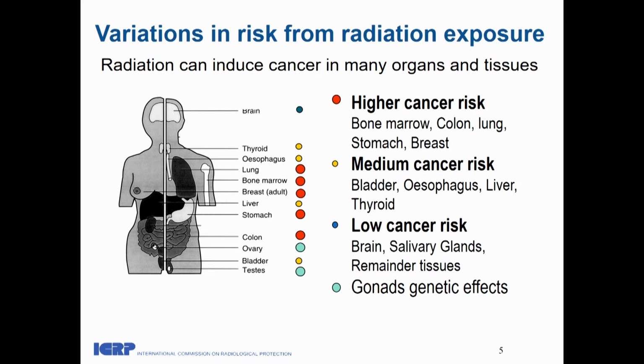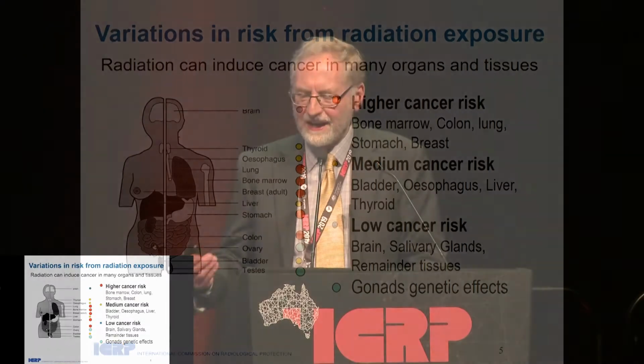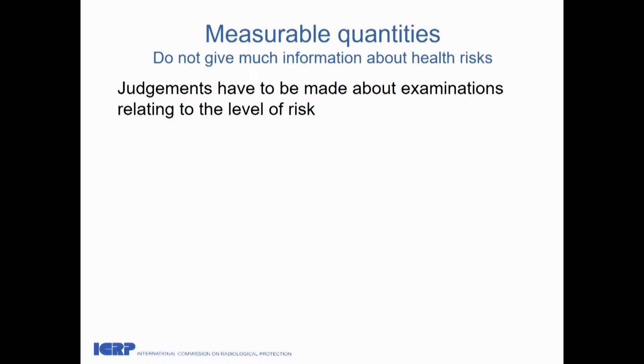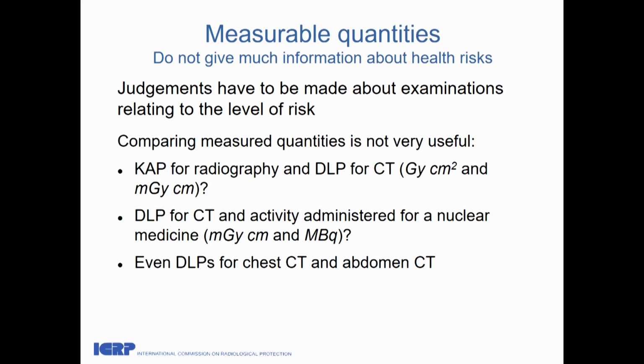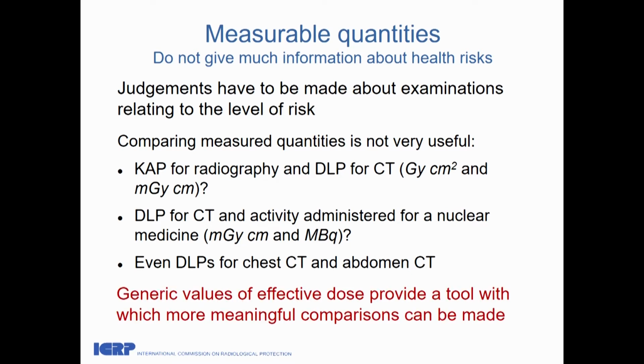The bone marrow, colon, lungs, stomach, and breast have a higher risk. And medical exposures are usually of specific parts of the body. These measurable quantities don't give us any information which we can relate directly to health risks. Judgments have to be made about the examinations relating to risk, but if we compare the kerma area product for radiography and the DLP for CT, or we compare the DLP to measured activity, or even if we compare DLPs for two different parts of the body, the risks are different.